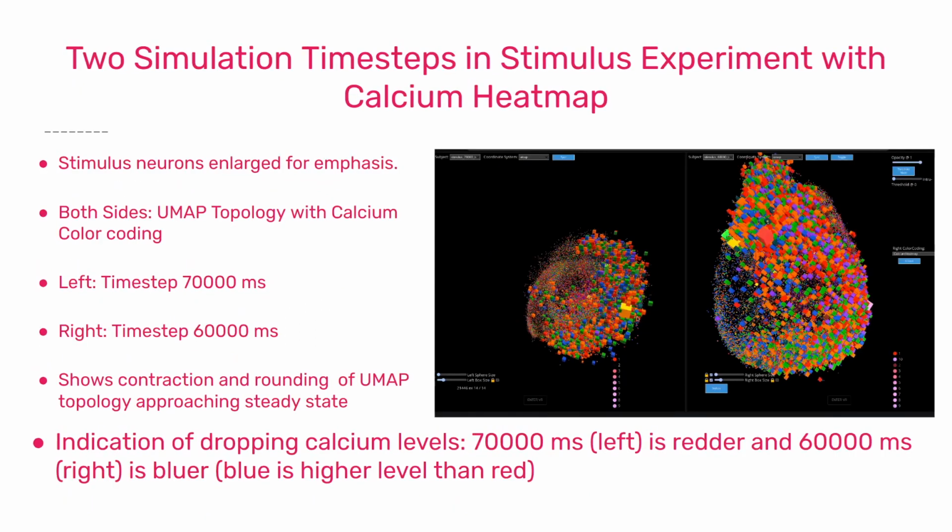Here are two simulation steps. So this is simulation step 70,000 on the left and 60,000 on the right. It was enriched in blue nodes, and now at step 60,000 and 70,000 it's enriched in red nodes, showing that it's cooling off.